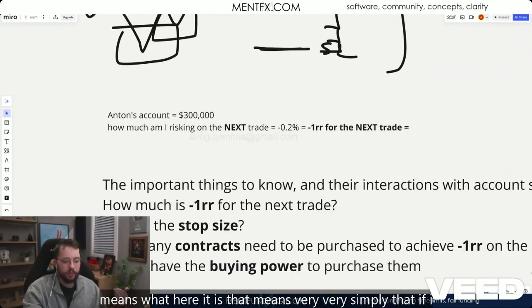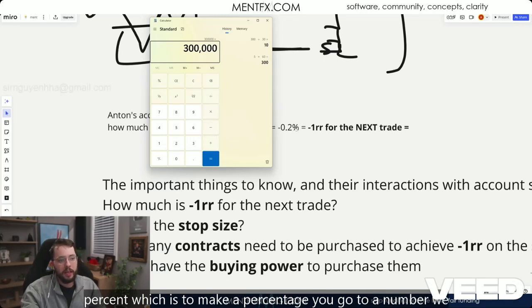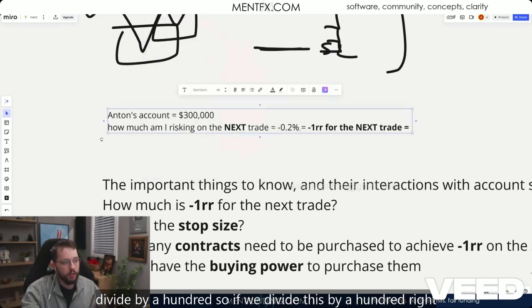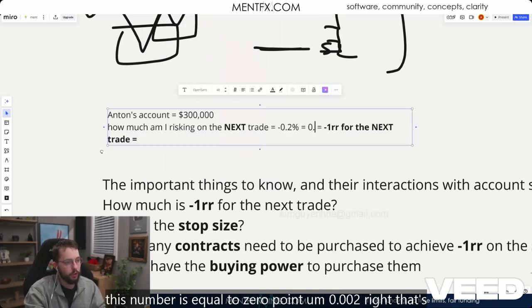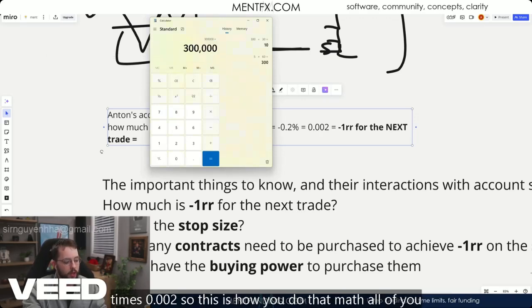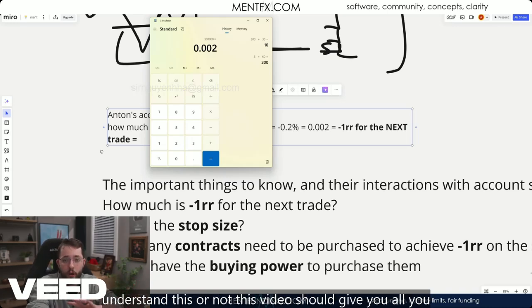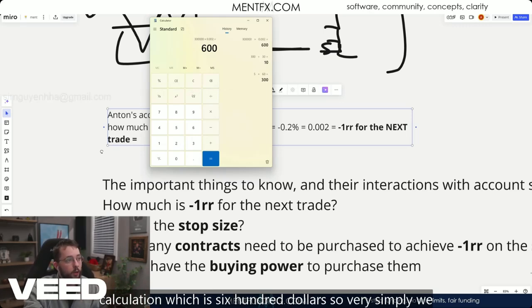Here it is. That means very, very simply that if I take $300,000 and I multiply it by 0.2%, which, to make a percentage go to a number, we divide by 100. So if we divide this by 100, this number is equal to 0.002. What we do is 300,000 times 0.002. So this is how you do that math. All of you should be able to do this math no matter what your mathematical upbringing was. Whether or not you understand this, this video should give you all you need from a mathematical standpoint of how to do this calculation, which is $600.